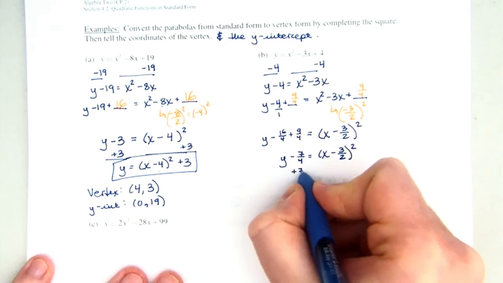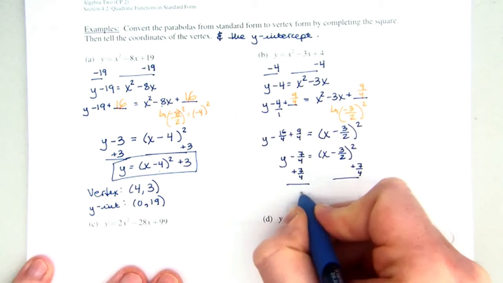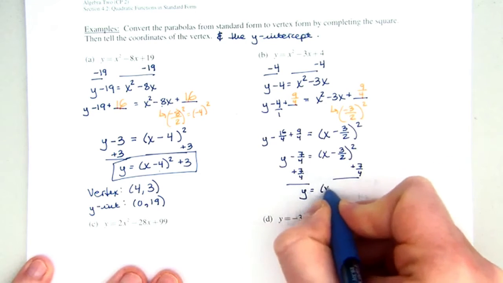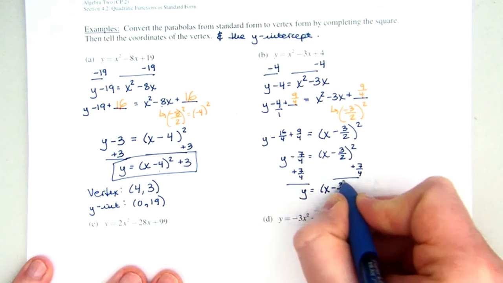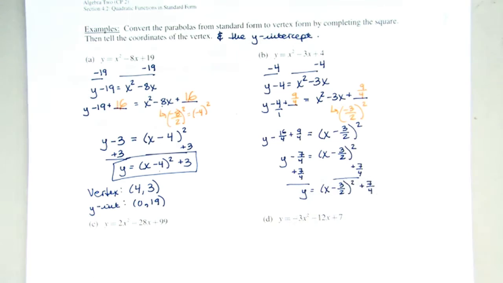Finish it off by adding 7/4 to both sides. And we're going to get y equals x minus 3/2 in parentheses squared plus 7/4. Tell me the vertex coordinates and tell me the y-intercept. Make sure both of them are coordinates. Make sure you're using parentheses and all that good stuff.